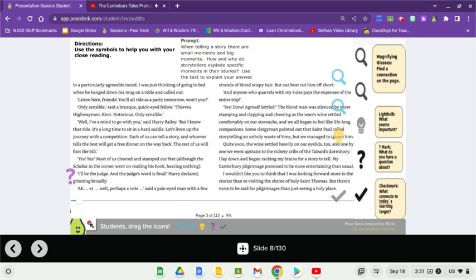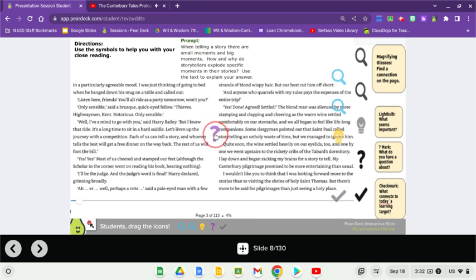"Well, perhaps a vote," said a pale-eyed man with a few strands of blonde wispy hair. But our host cut him off short. "And anyone who quarrels with my rules pays the expenses of the entire trip." "Yes, done, agreed, settled." The blond man was silenced by more stamping and clapping and cheering as the warm wine settled comfortably on our stomachs, and we all began to feel like lifelong companions.